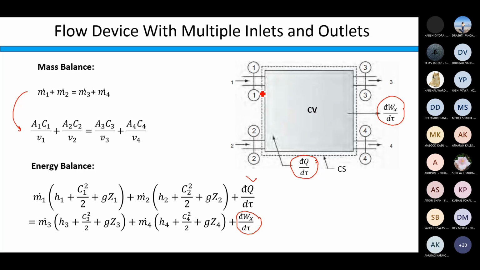Then I am writing the energy at the inlet: mass flow rate at inlet multiplied by this bracket plus mass flow rate at second inlet multiplied by this bracket. This must be equal to mass flow rate exiting from this section multiplied by the bracket plus the mass flow rate at exit 4 multiplied by the bracket terms. This is how I am generalizing it. I can have n number of inlets and n number of outlets. I have to keep adding those terms in the energy balance equation as well as the mass balance equation. Is it clear? Yes, sir.